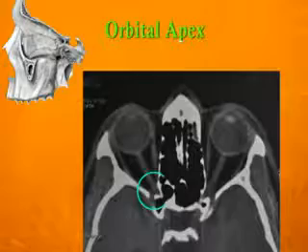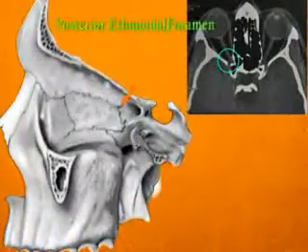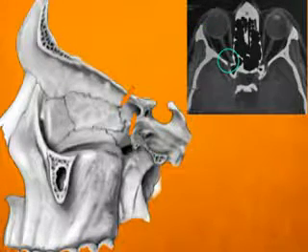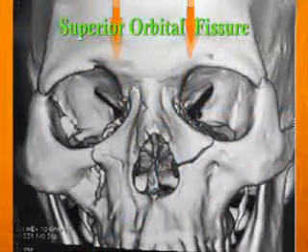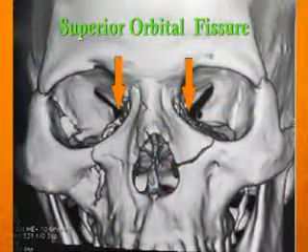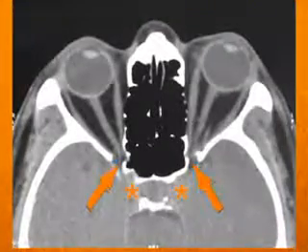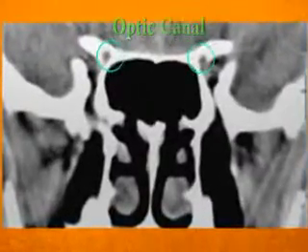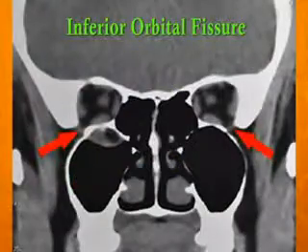The orbital apex is anatomically defined as the region between the posterior ethmoidal foramen anteriorly and the openings of the optic canal and superior orbital fissure posteriorly. The superior orbital fissure is the largest communication between the orbit and the middle cranial fossa and on mid-axial scans is seen to communicate with the cavernous sinus. In the upper axial scans, the optic canal lies medial to the anterior clinoid process. The inferior orbital fissure is seen in lower axial scans and posterior coronal scan.